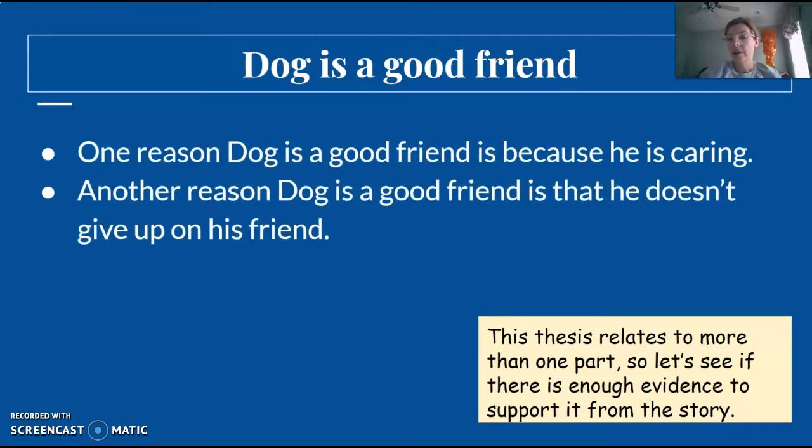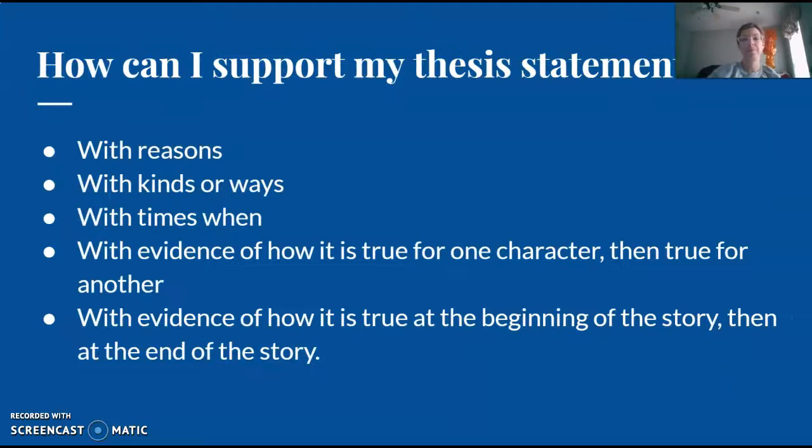One reason Dog is a good friend is because he's caring. Okay. Another reason Dog is a good friend is that he doesn't give up on his friend. So he's caring. He doesn't give up. And then I want to think, how can I support my thesis statement? So I want to look back with reasons, with kinds or ways.